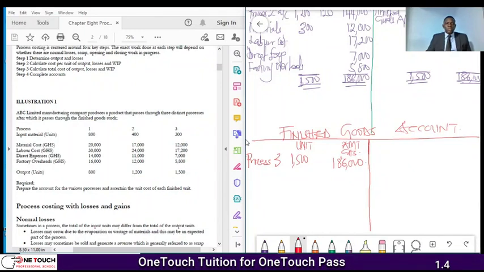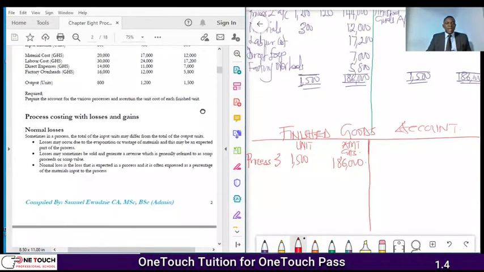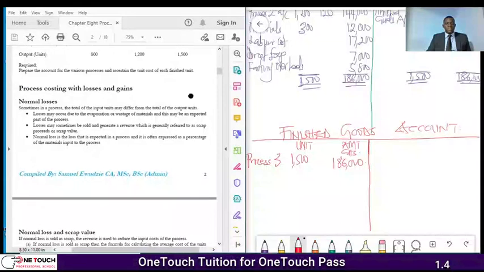Good. Now let's look at a situation where there are losses and gains in the process. Now, process costing with losses and gains. So first, we are going to talk about normal losses.